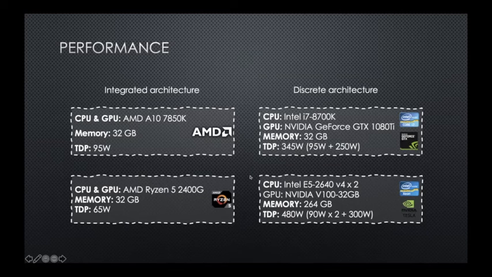Now let's see the TDP. TDP is the thermal design power. It means the power consumption under the maximum workload. You can see the integrated architecture has a much lower TDP than the discrete architecture. Here it is 95 and 65, and for the discrete architecture, the TDP is 345 and 480.